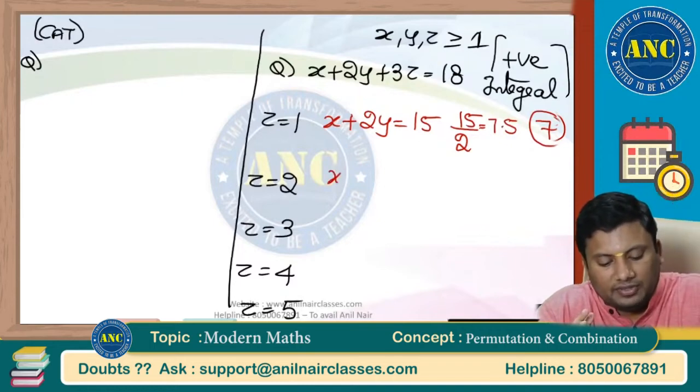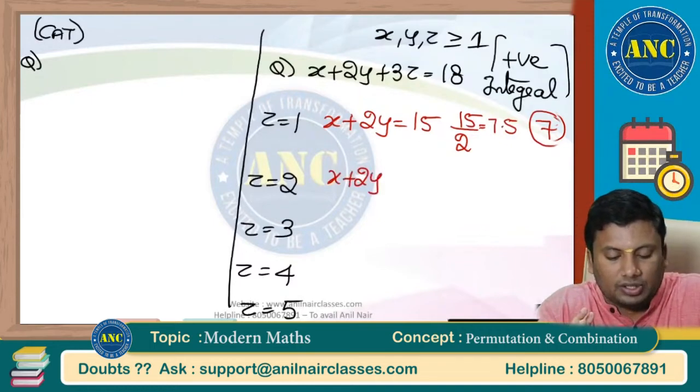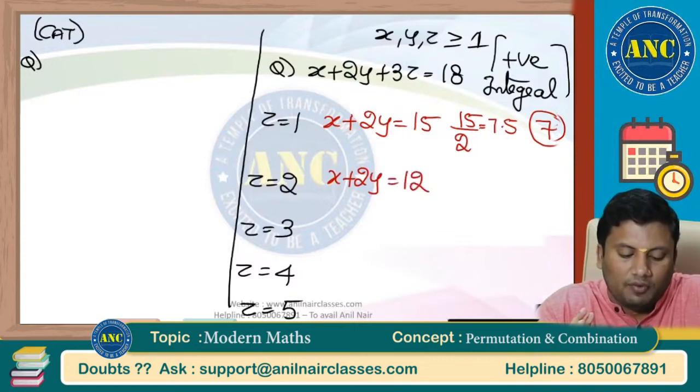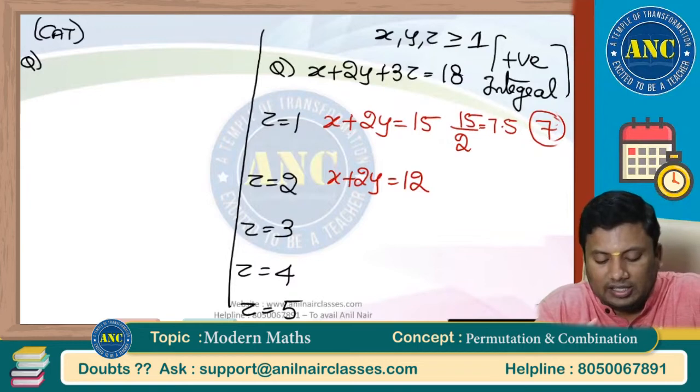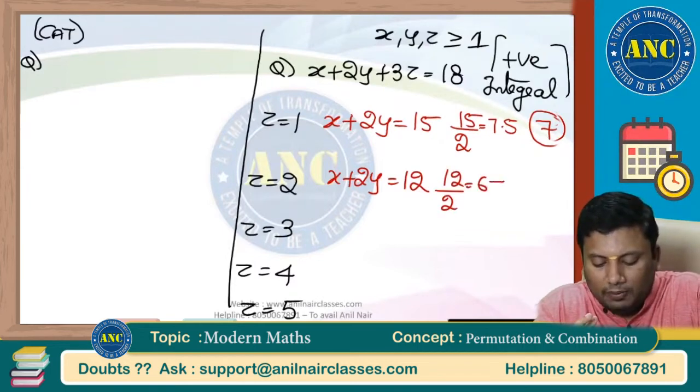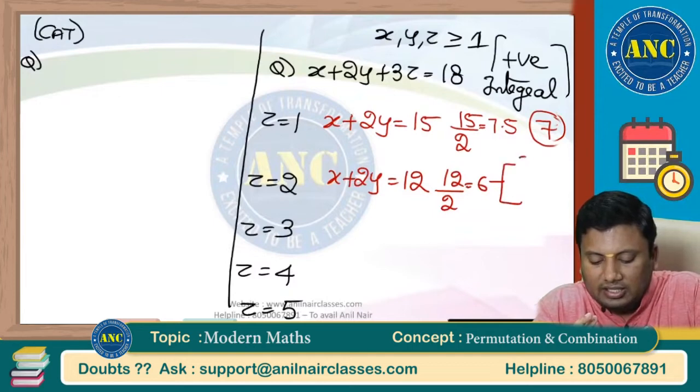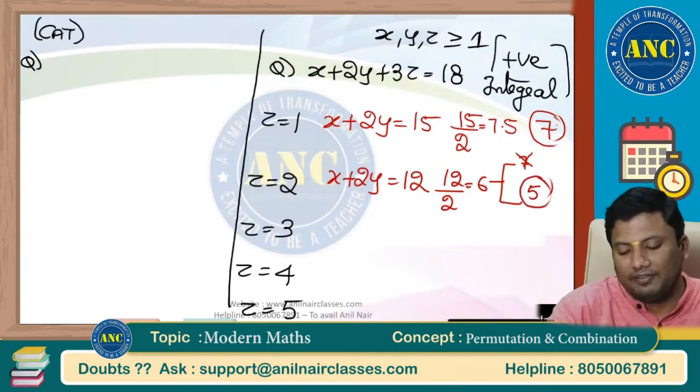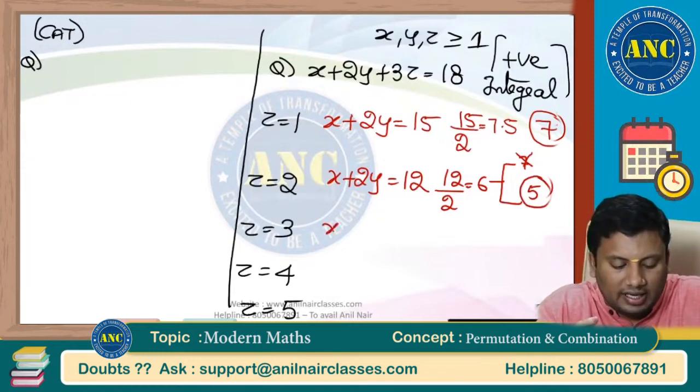Next one, if z is 2, x plus 2y plus 6 equivalent to 18, it is 12. 1 is a factor of 12, 2 is a factor of 12. Both of them are factors. 12 by 2 is 6. 7 is non-negative and 5 will be positive. Answer is 5 positive.